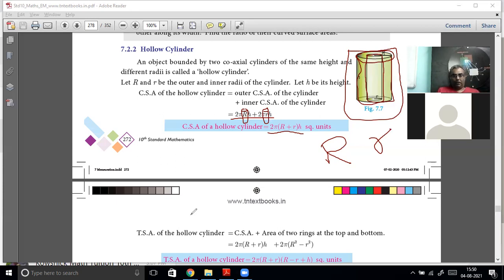Yes, sir. So you write that down, mug it up. Write it inside your mind, don't write it on the book alone. 2 pi into big R plus small r, into h. It's the formula for CSA of a hollow cylinder.